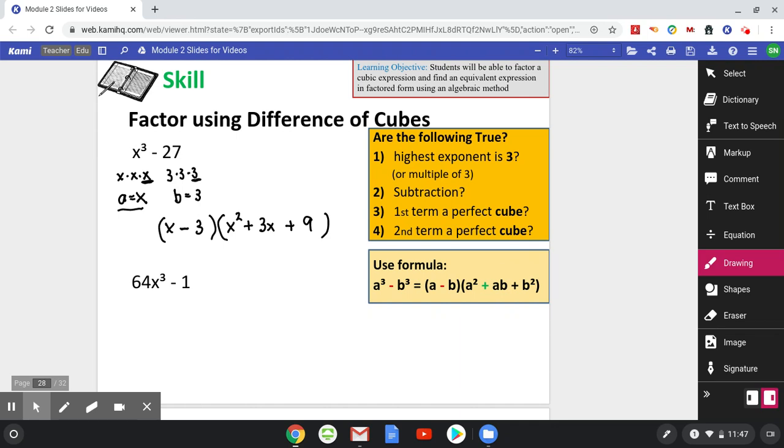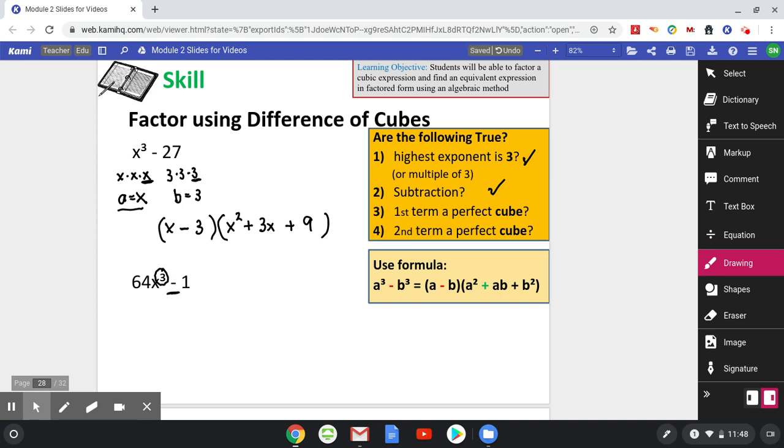Let's start with step number 1. We have to look at the highest exponent on the variable, being the letter. So the highest exponent is a 3, and in order for us to get a true on that one, we have to have a multiple of 3. 3 is a multiple of 3. So number 1 is check. Is there a subtraction symbol? There's a subtraction symbol right here. So check for step 2.